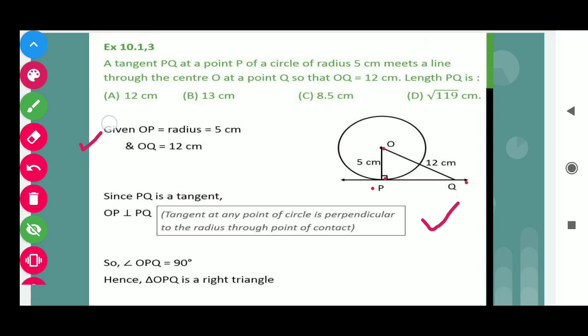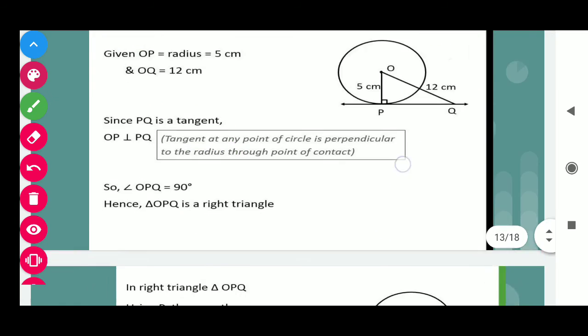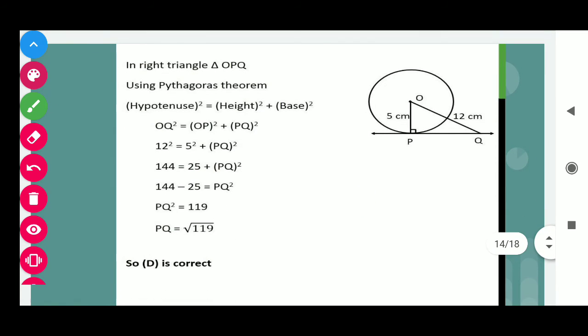Here it is given OP is equal to the radius 5 cm, OQ is equal to 12 cm. Since PQ is the tangent, OP is perpendicular to PQ. Because here is the reason: the tangent at any point of a circle is perpendicular to the radius through the point of contact. Students, it is very important that you write this remark. Hence triangle OPQ is a right triangle. Now here we are using the Pythagoras theorem. Square of hypotenuse is equal to square of perpendicular plus square of base. Here hypotenuse is 12 cm and perpendicular is 5.